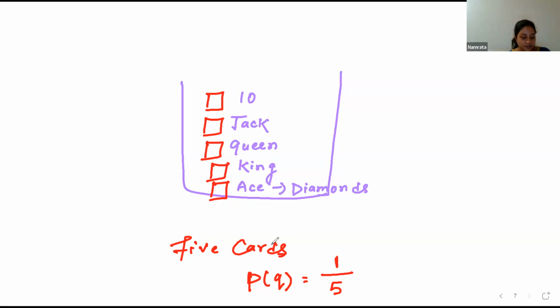Now the next one says, if the queen is drawn and put aside, we have taken out the queen and kept it aside. What is the probability that the second card picked up is ace? Can you tell me what is the probability of getting an ace if you have taken out the queen and kept it aside? Anyone? How many total cards are there? 5. Yeah, 1/5. Is it 1 by 5?